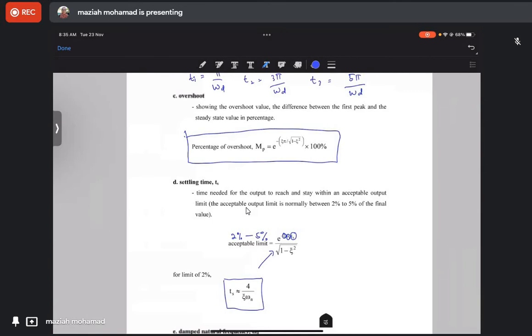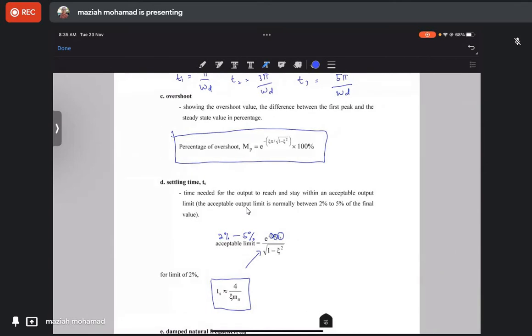Okay, so those are all the parameters that we need to calculate in order to sketch the behavior of the second order system, and we can see the performance of the second order system based on the parameters of the sketch.